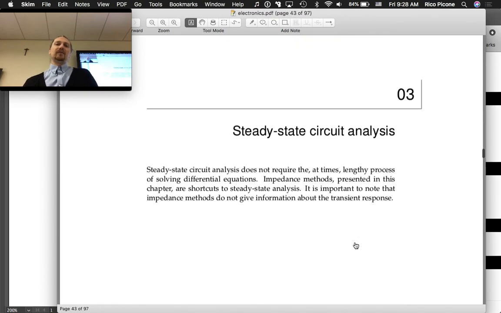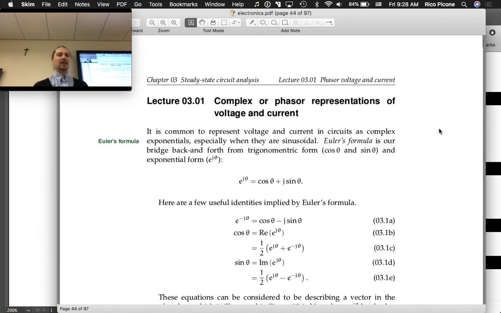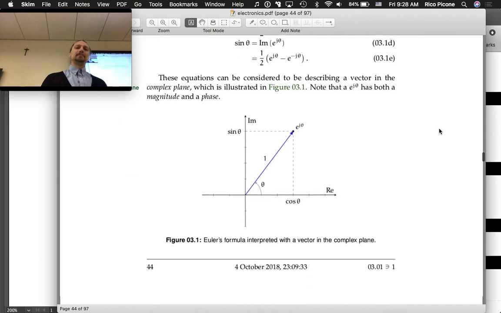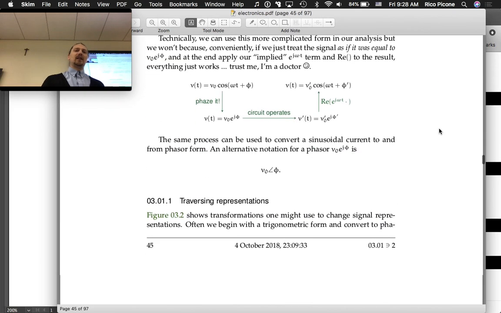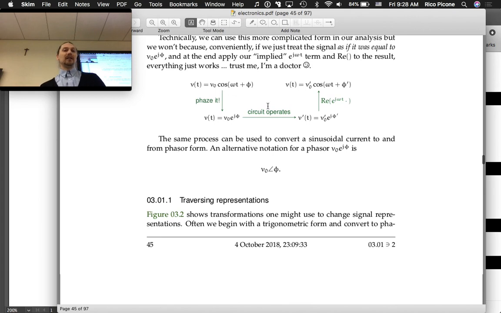Steady state circuit analysis. So then we talked about representing a sinusoidal signal in terms of a complex number. So we introduced the phasor. We talked about how if you have a sinusoid with an amplitude and a phase, then you can just take those two as the most important. Because in steady state, if you put a sinusoid into a linear system, you get out a sinusoid, and the sinusoid has a new phase and a new amplitude, but that's all that's changed. It's still the same frequency.